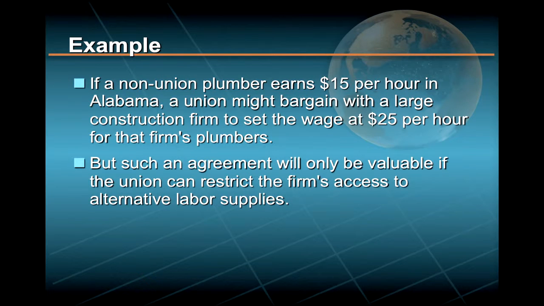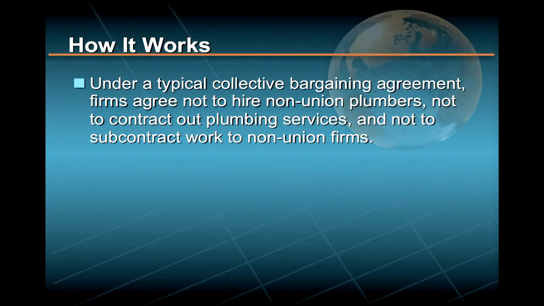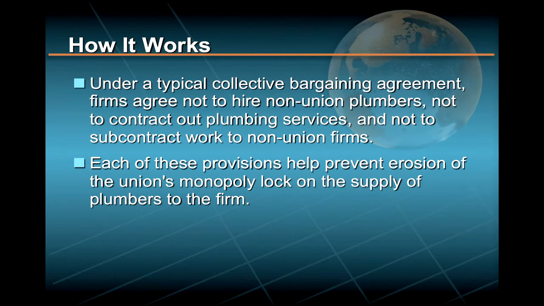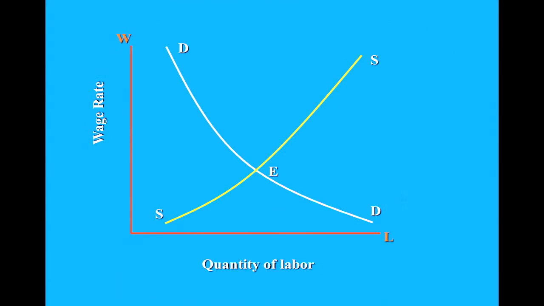But such an agreement will only be valuable if the union can restrict the firm's access to alternative labor supplies. Hence, under a typical collective bargaining agreement, firms agree not to hire non-union plumbers, not to contract out plumbing services, and not to subcontract work to non-union firms. Each of these provisions help prevent erosion of the union's monopoly lock on the supply of plumbers to the firm.